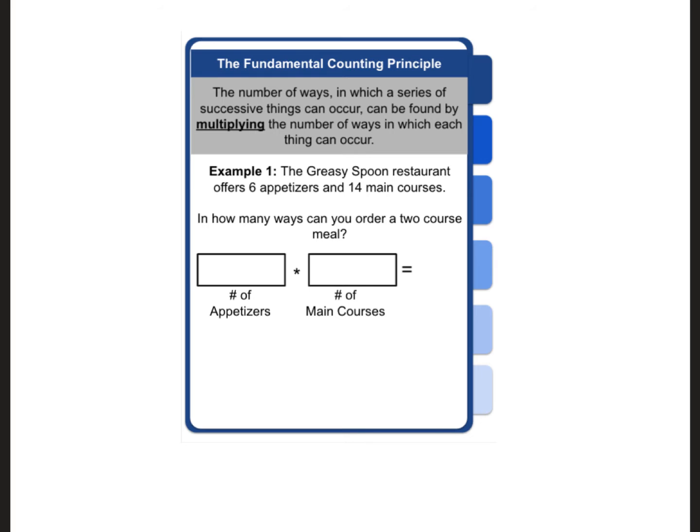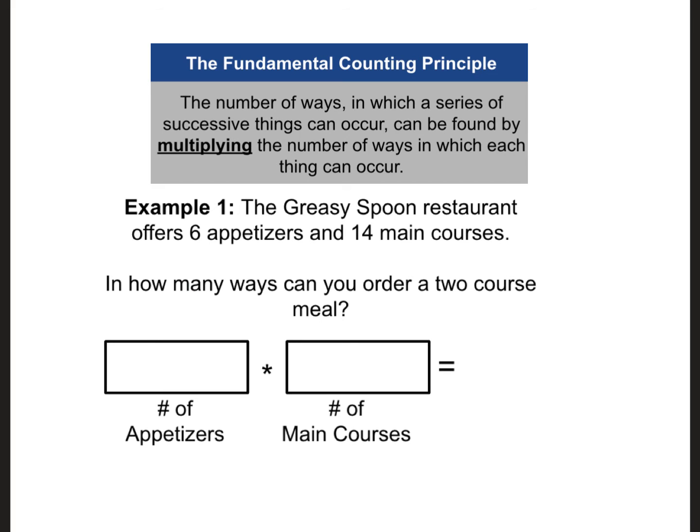The fundamental counting principle says the number of ways in which a series of successive items can occur can be found by multiplying the number of ways in which each thing can occur. So if I want to find out how many ways I can do something, for this one we could just multiply our numbers together.